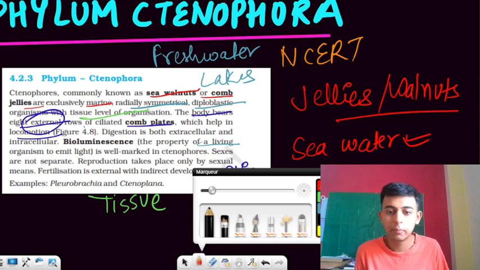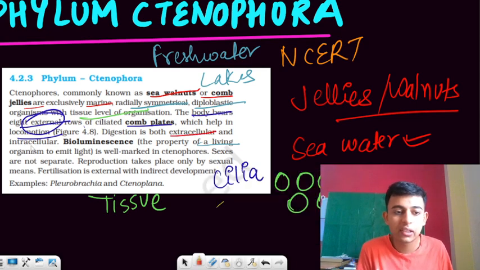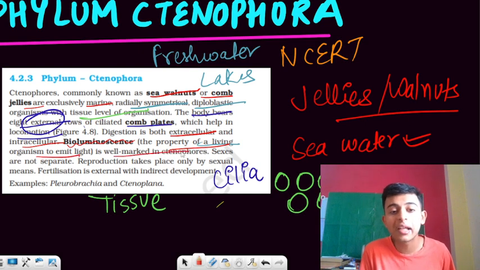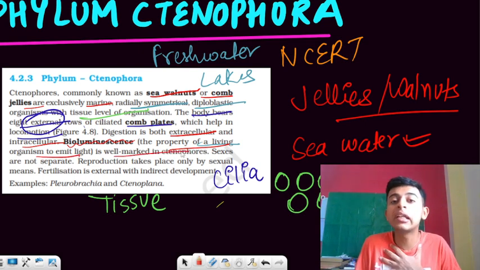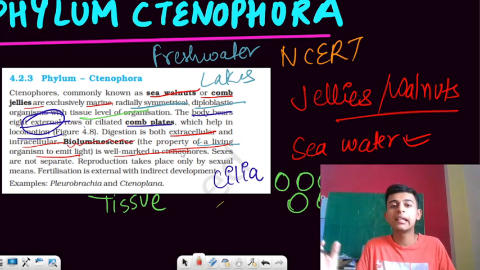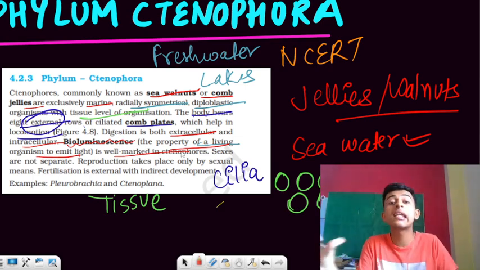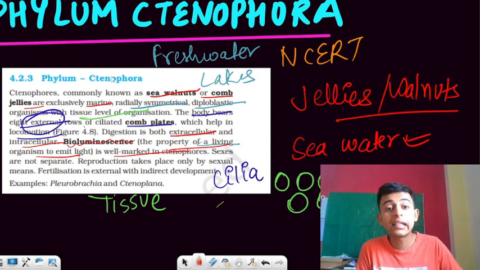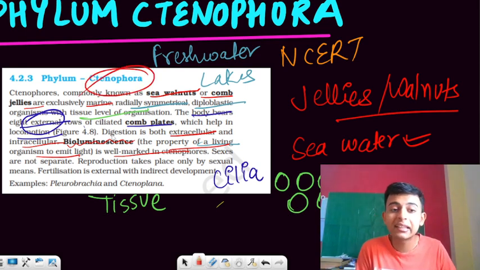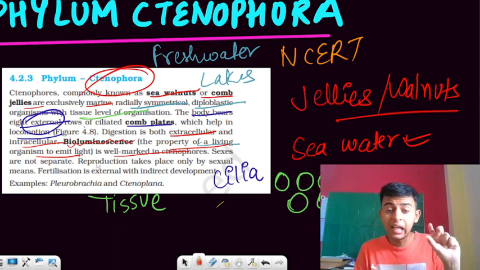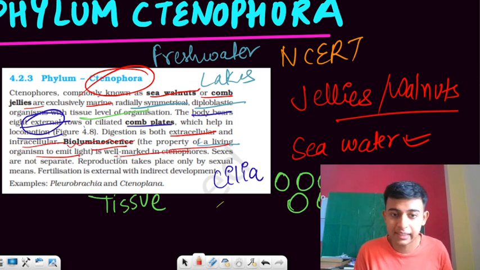Next thing, look here. Digestion is both extracellular and intracellular. It means digestion can happen inside the body of ctenophores as well as outside, no problem. A very important feature, bioluminescence, the property of a living organism to emit light, is well marked in ctenophores. Let's say I am a ctenophore, so I'll be emitting light. Like your phone or the sun, these are light emitting sources. But ctenophores are living and still emitting light. Luminescence is the property to emit light, and since a living organism is doing this, it's called bioluminescence.